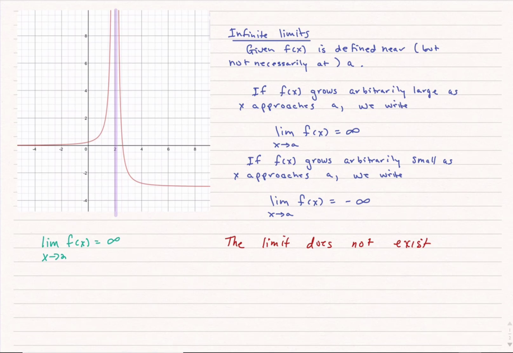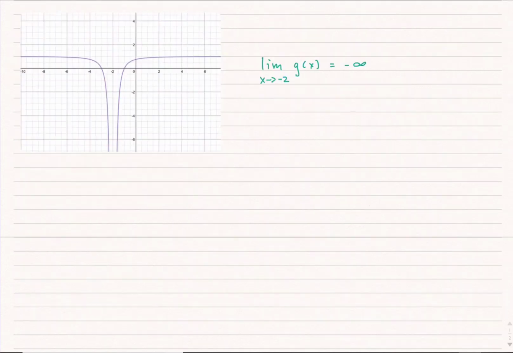On the example I have here, I can say the limit as x approaches 2 of f of x is equal to infinity. Again, we understand the limit doesn't exist, but it gets arbitrarily large, so we say as x approaches 2, the function goes to infinity. Let's look at negative infinity. Looking at the graph, we can say the limit as x approaches -2 of g of x equals negative infinity. It's pretty easy to see this based on graphs.